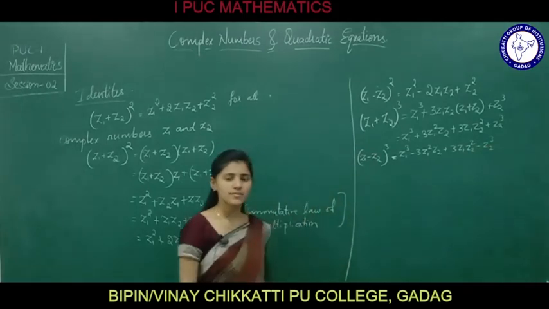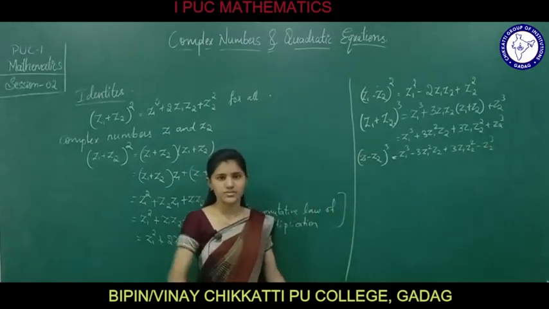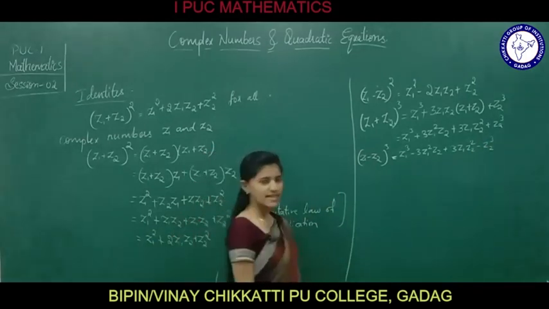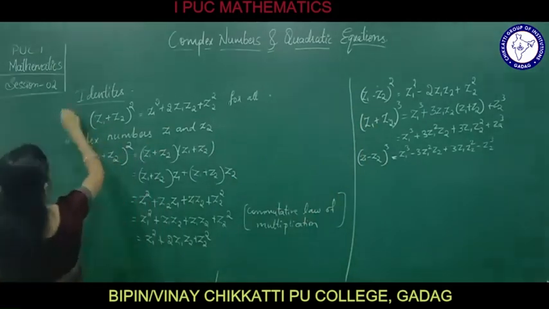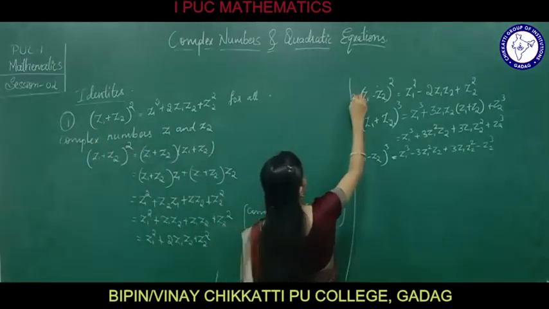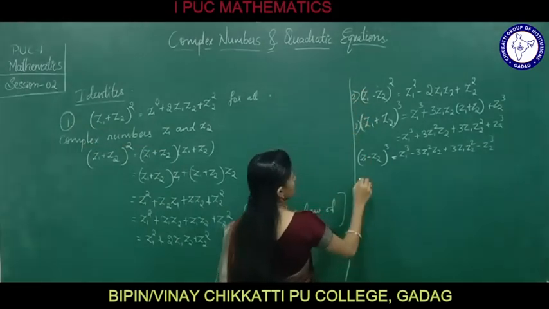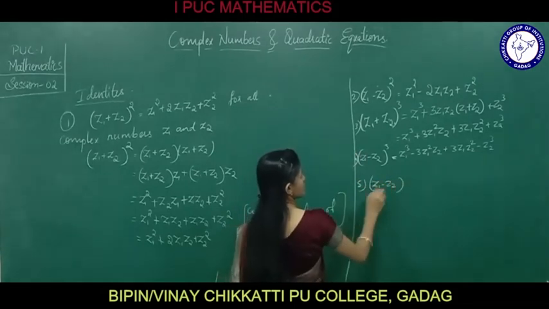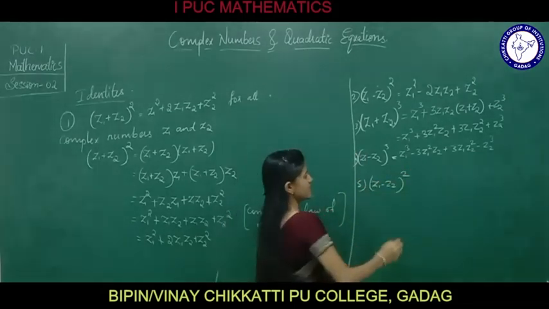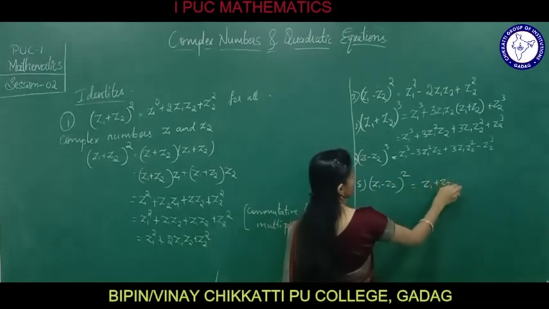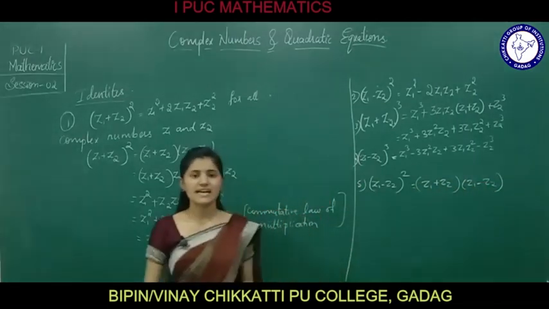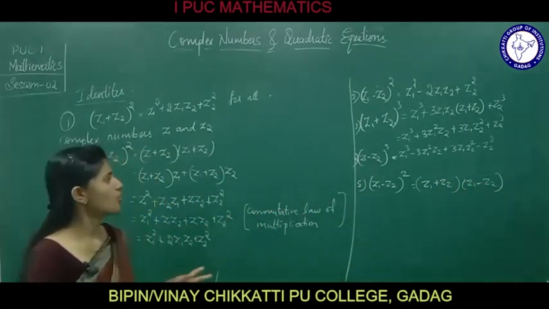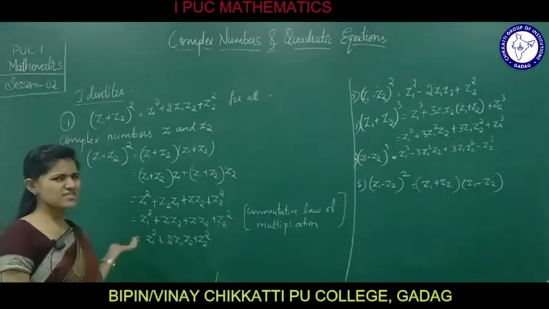What about (z1 - z2) whole square? How can we write it? That was our first identity. This is second, third. What about fourth, our last identity? z1 square minus z2 square, how can we write it? We can write it as (z1 + z2) into (z1 - z2). These are our required identities for complex numbers. We just need to remember the same identities.